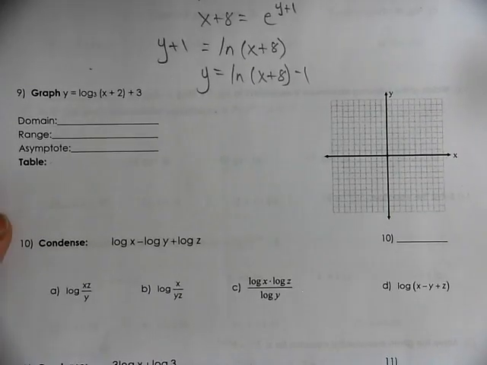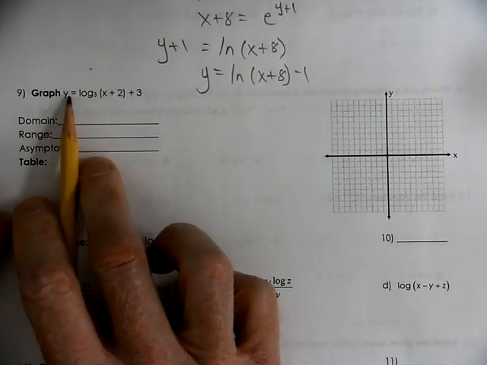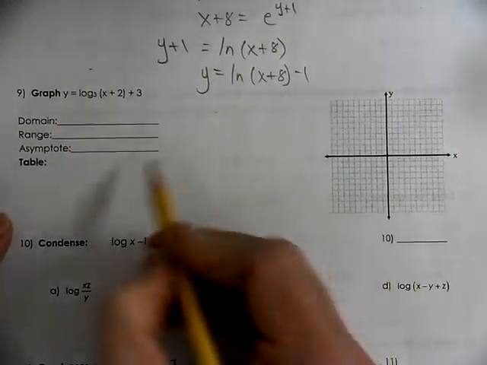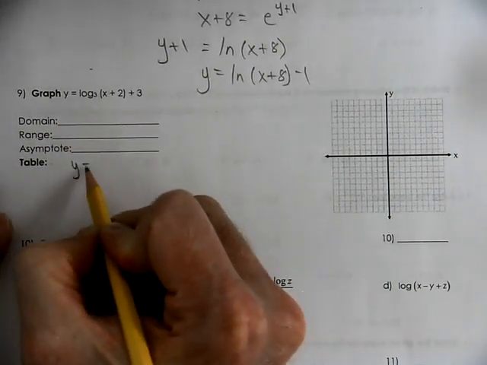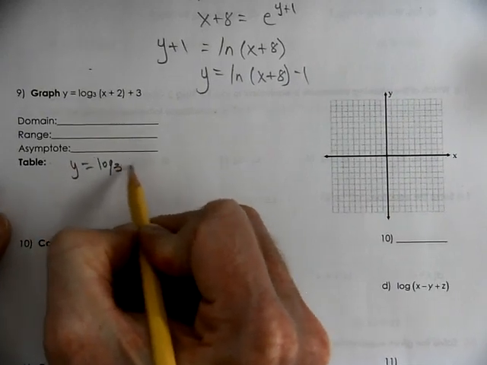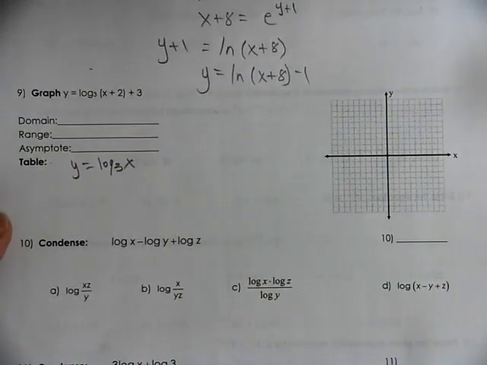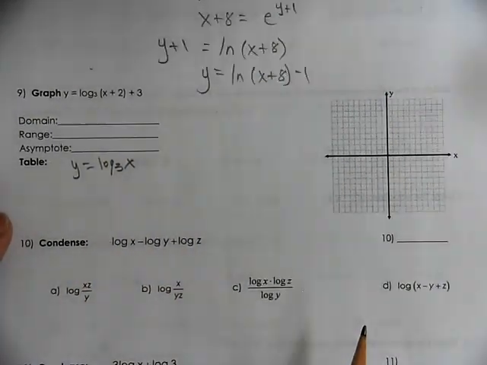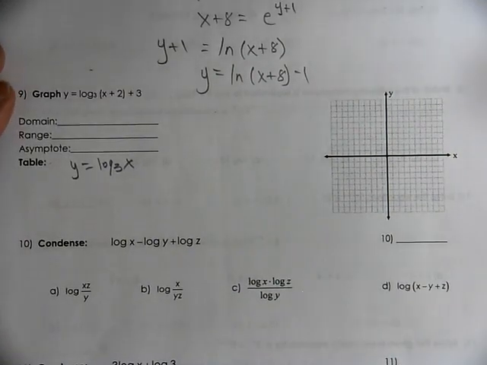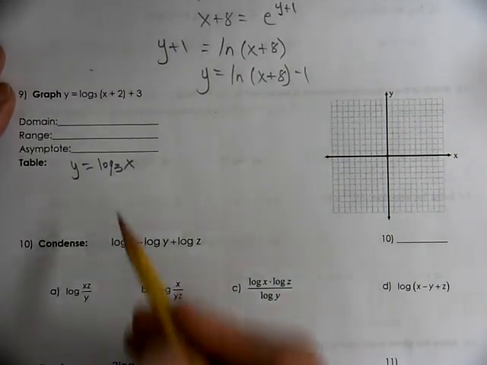To graph, we're not going to graph that. We're going to graph y equals log base 3 of x. That's what we're going to graph. And then we're going to translate to figure out that one. So we have 2 graphs to do. 1 table, but 2 graphs.